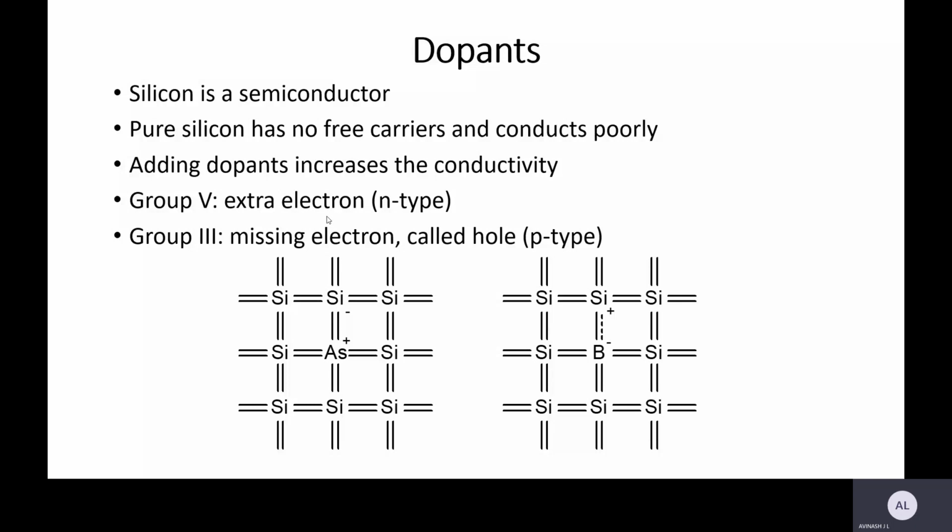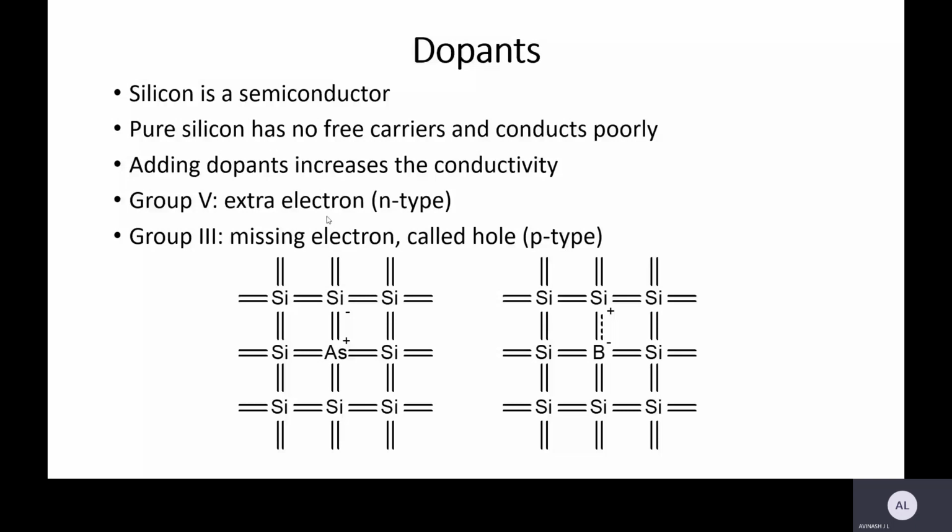When we add these impurities to the silicon, either the number of holes will increase or the number of electrons will increase. That increase in the charge carriers makes the current pass through the silicon. That is what exactly happens.